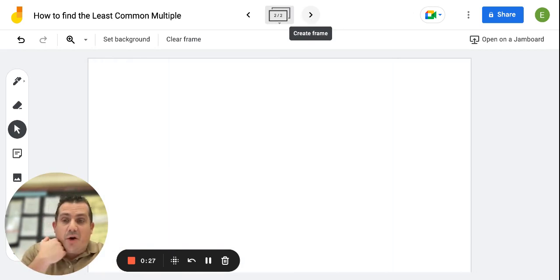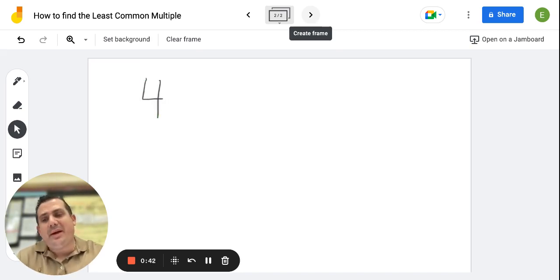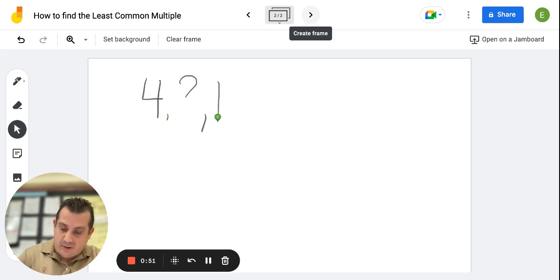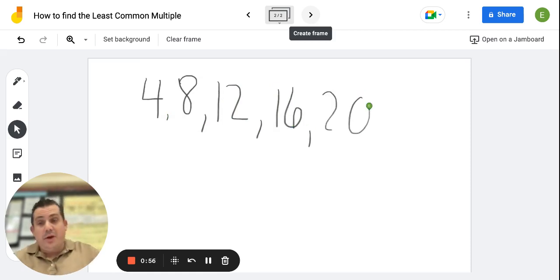We know when we are finding a multiple, let's go over an example. Let's do the number 4. If we want to list the multiples of the number 4, we're going to skip count by 4s. So that would be 4, 8, 12, 16, 20. All the numbers in the multiplication table are the multiples of that number.